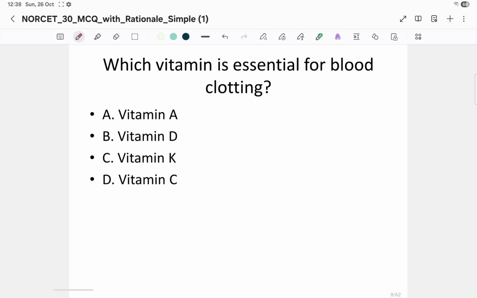Next question. Which vitamin is essential for blood clotting? Option A, vitamin A, option B, vitamin D, C, vitamin K, D, vitamin C. And the correct answer is option number C, vitamin K. Vitamin K helps blood clotting.